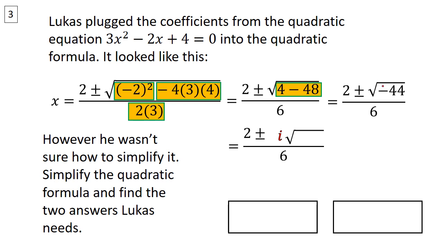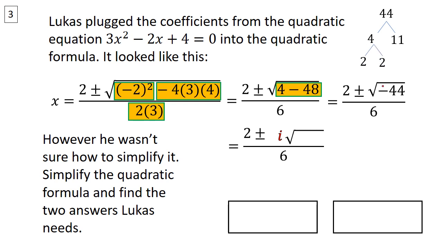Now, what about that 44? Square root of 44 doesn't come out nice. 49 would, but 44 doesn't, and we don't want a decimal. So we need to factor down our 44. What multiplies to be 44? That's 4 times 11. 4 is 2 times 2.